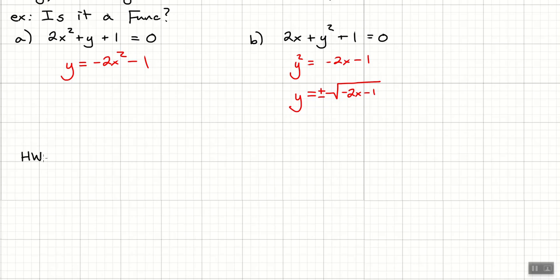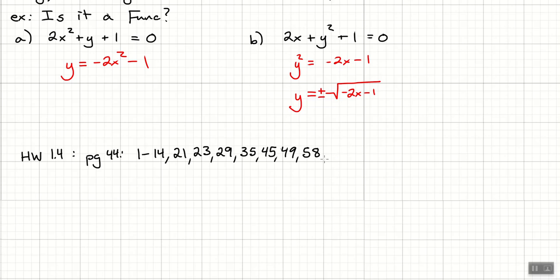Okay, so the homework that we'll get out of this is homework 1.4, which you will find on page 44. You get the privilege of problems 1 through 14, 21, 23, 29, 35, 45, 49, 58. And I know like it seems so long, but it's just because of all the randomness. But I'm going to hook you up. You get to skip 10. By 10, I mean skip number 10, not 10 of them.